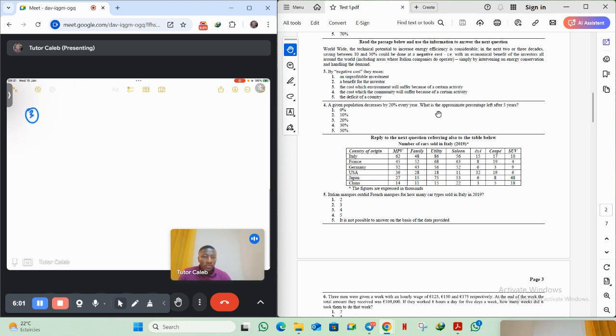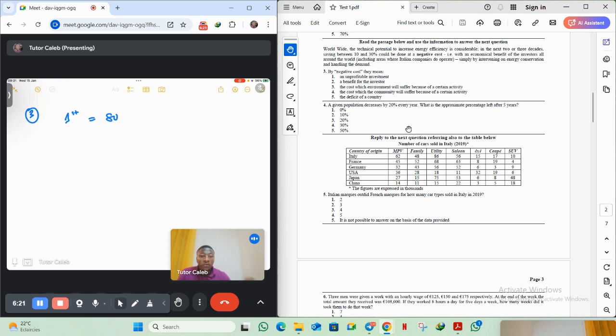In this question, if we have initially 100, let's say initially we had a total population of 100, and the first year it decreases by 20%, that means you'll be left with 80 people.